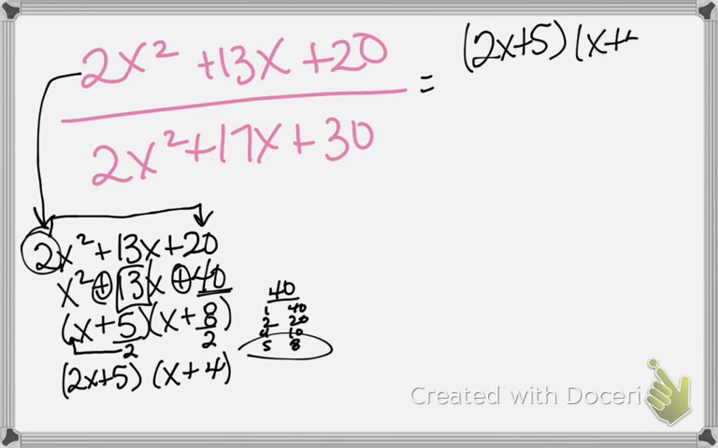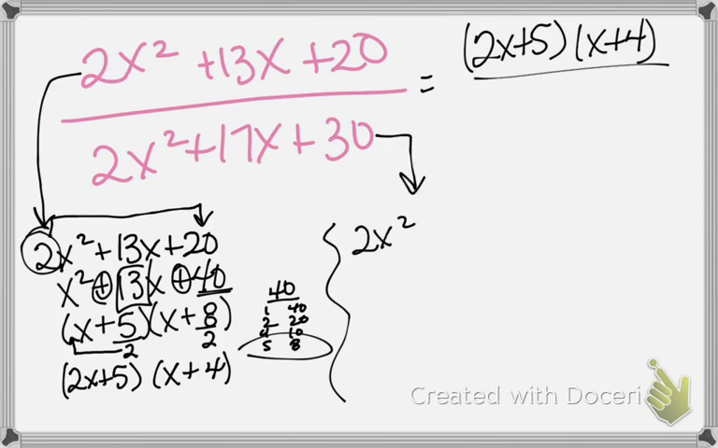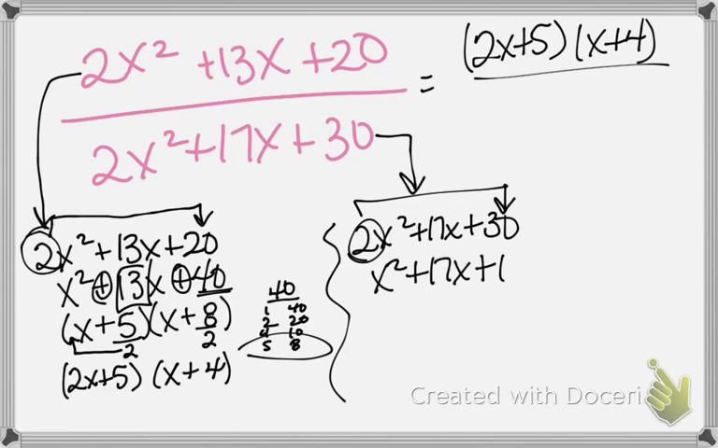So I know that my fully factored numerator is going to be 2x plus 5 and then x plus 4. All right, now I got to do the work for my next piece, which is the denominator. 2x squared plus 17x plus 30. We're going to slide. That'll be x squared plus 17x plus 60. We're going to factor. Again, my signs are the same. They're both positive, so it'd be x plus.